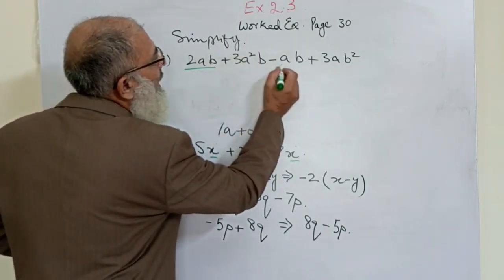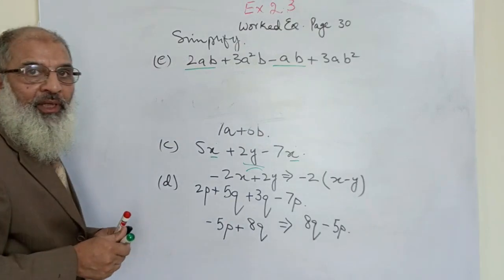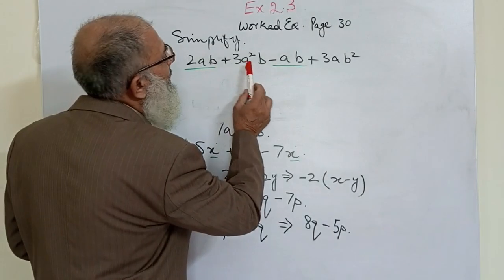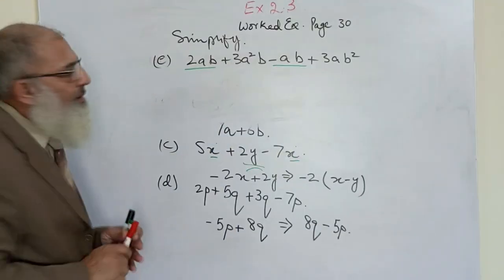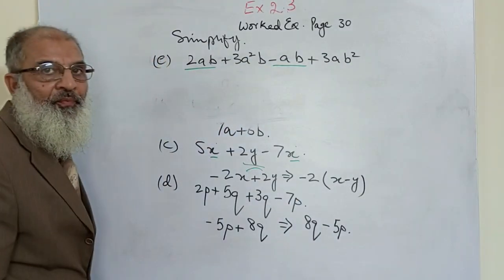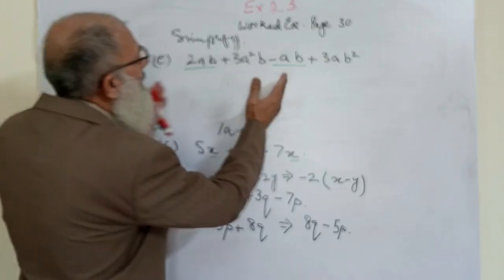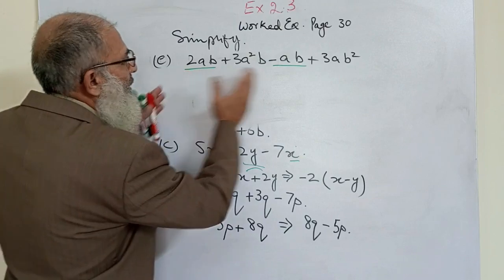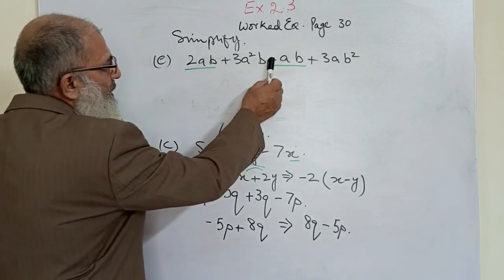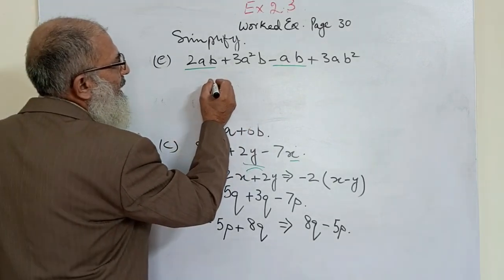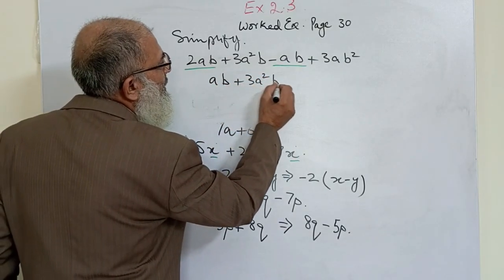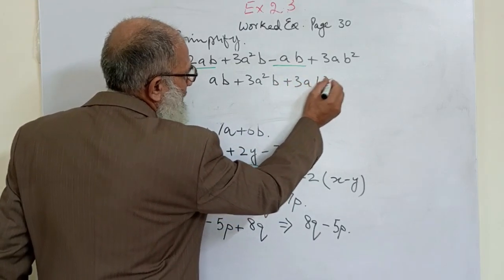Now this term and this term are alike in terms of variable and indices, and the rest of the terms are not alike. Now you see that this is a square b and this is ab square. So only two terms out of the four can be subtracted because there is a subtraction sign over here. So in the last, what will appear? ab plus 3a square b plus 3ab square.